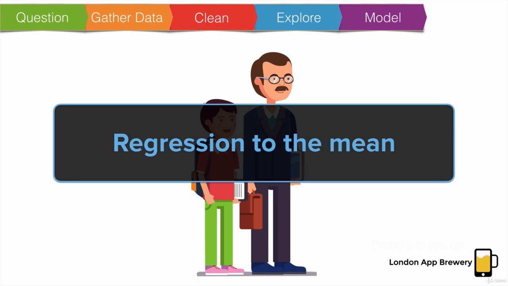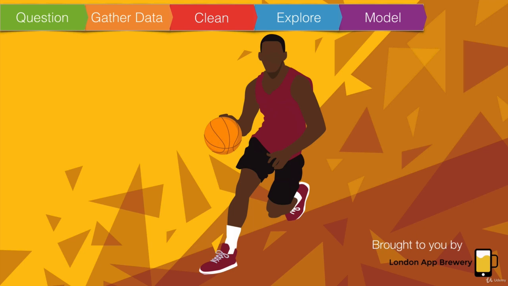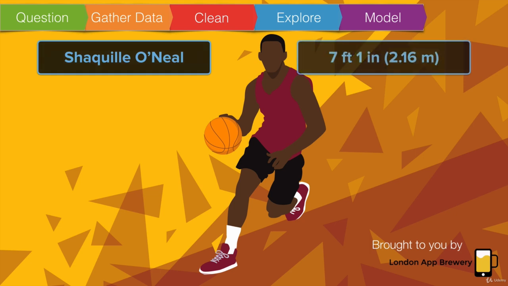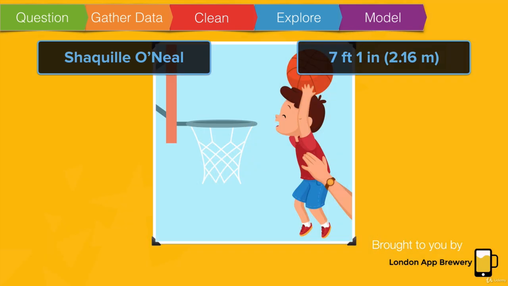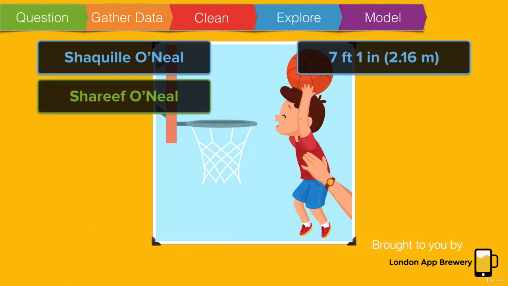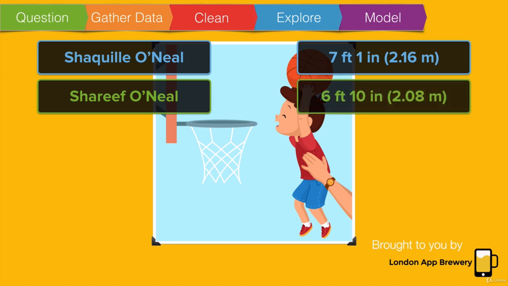Now, you can even observe this phenomenon of the regression to the mean in, say, the NBA. Professional basketball players tend to be very, very tall, right? For example, Shaquille O'Neal was 7'1" or 216 centimeters. At least that's what he's listed at on Wikipedia. But what about the sons of an NBA player? Shaquille O'Neal's son, Sharif O'Neal, is slightly shorter than his father at 2 meters and 8 centimeters, or 6'10".